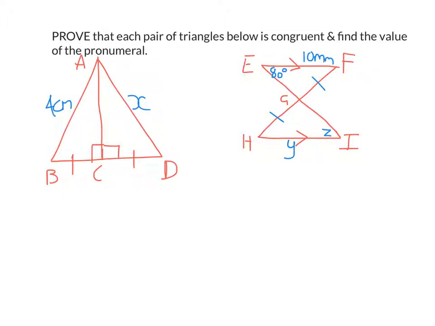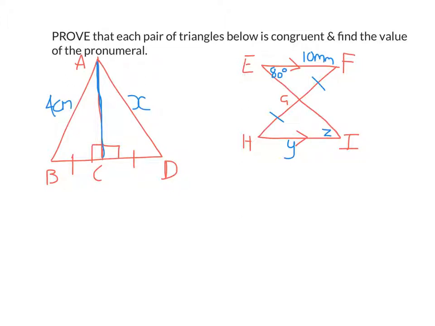So let's look at the first one, which is this one over here. So in this one, we have like one big triangle divided into 2. So first we've got to work out which test we're going to use. So in this first one, we are given 1 pair of equal sides and 1 pair of equal angles, that's 90 degrees. We also have that one of the sides, AC, is in both triangles, so it must be equal in both triangles.